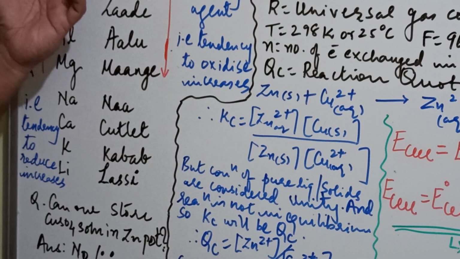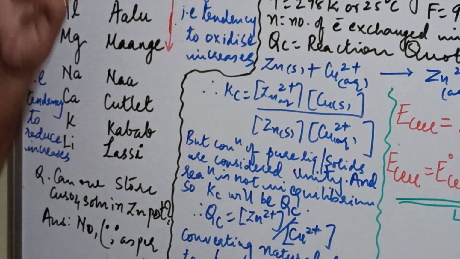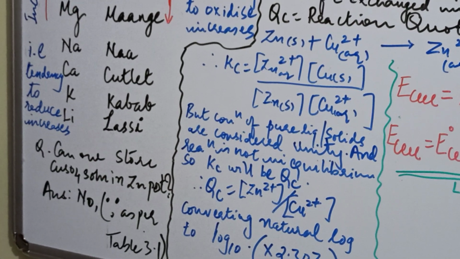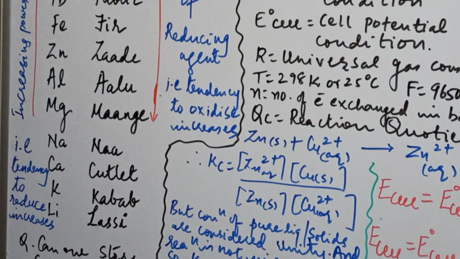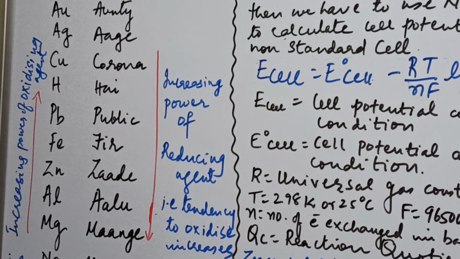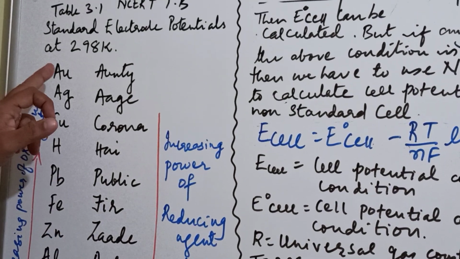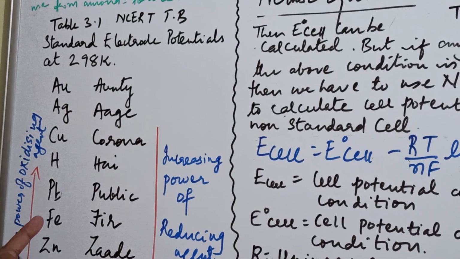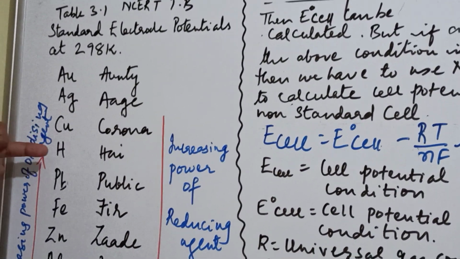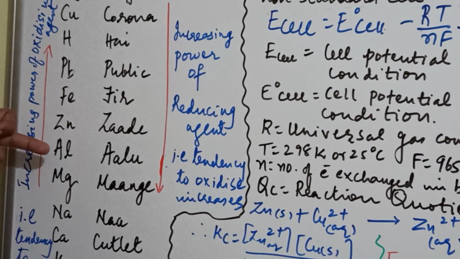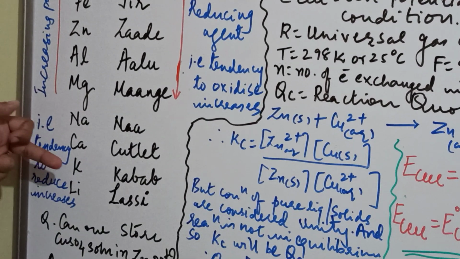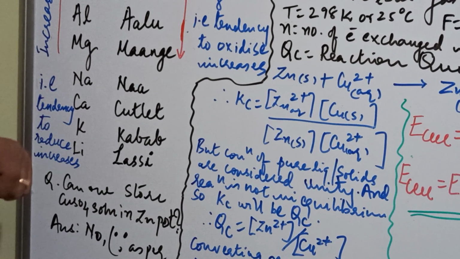This particular series, the order has to be remembered, especially for the NIT and joint entrance examination. So I have made a shortcut for you to remember. Au, Ag, Cu, H, Pb, Fe, Zn, Al, Mg, Na, Ca, potassium, lithium, that is Li.